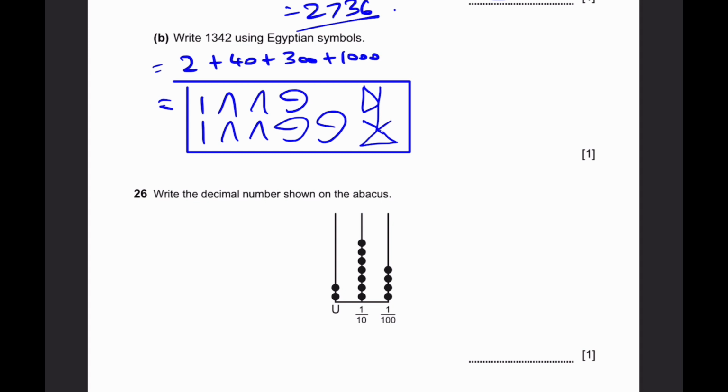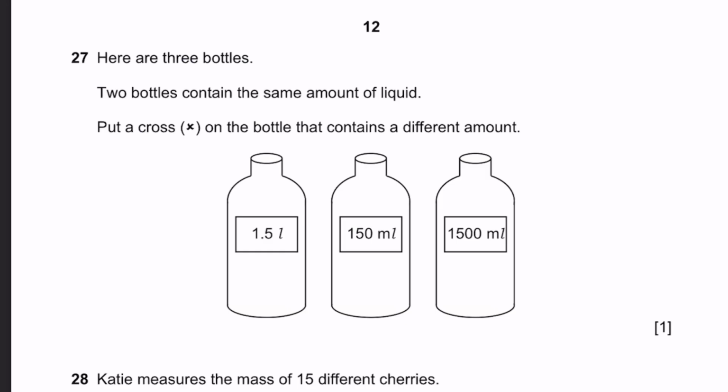Question 26. Write the decimal number shown on the abacus. So this is units, and this is tenths, this is hundredths. So this will be 2, then 7 beads, and then 4 beads. This is 2 beads, so there's 2 here. Answer is 2.74.